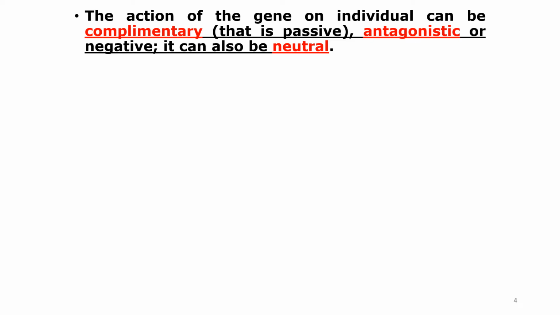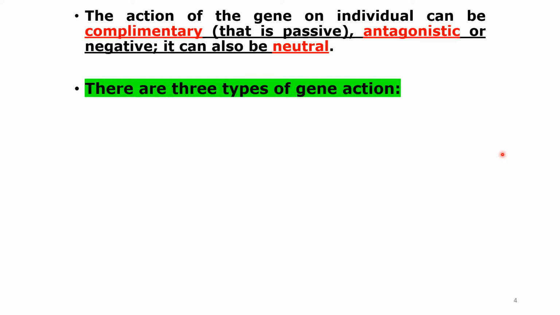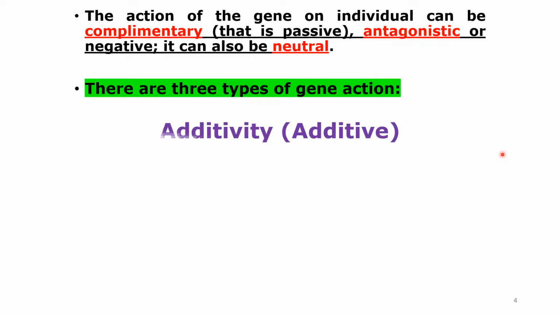The action of the gene on an individual animal can be complementary, in which case we say it is passive, or it can be antagonistic or negative. At the same time, it can also be neutral. So genes can complement each other, they can antagonize each other, and when they are in a neutral state, it means that they are not bothered by the action of the other gene. Now, there are basically three types of gene action, and we'll be looking at them one by one.